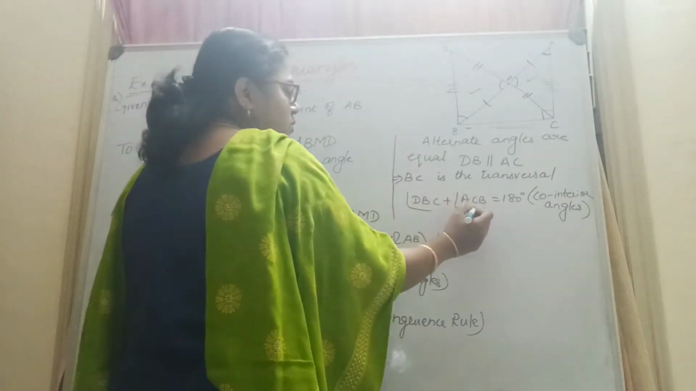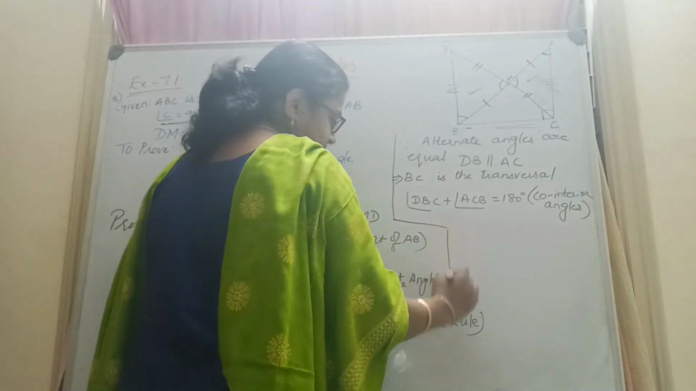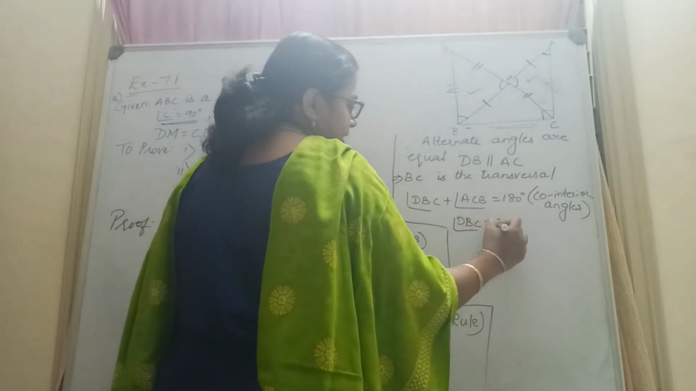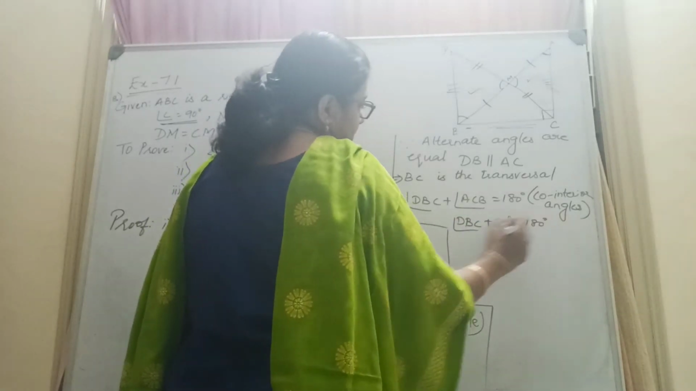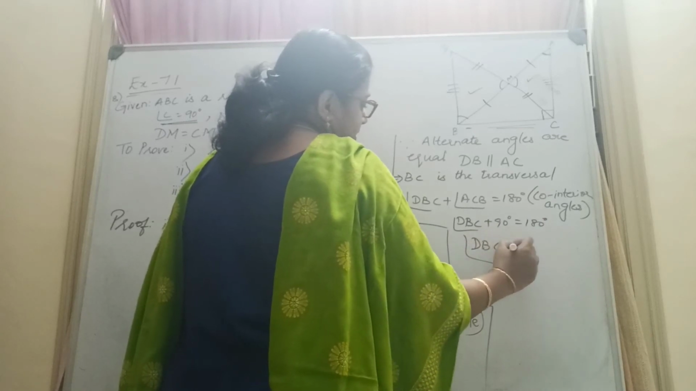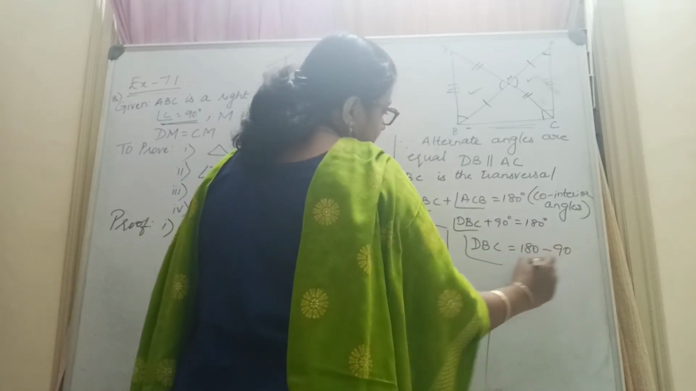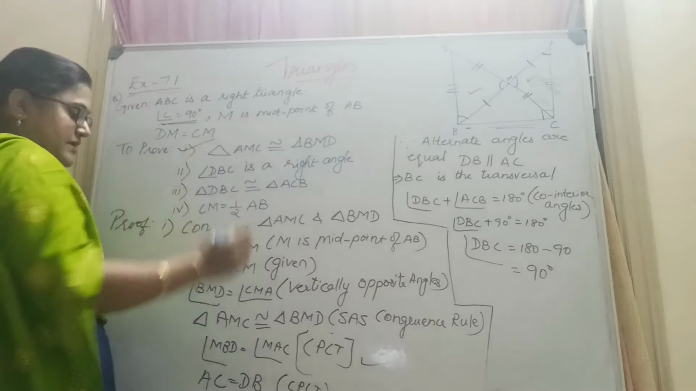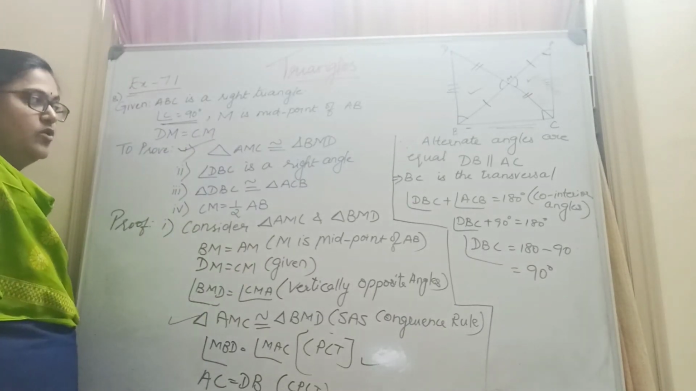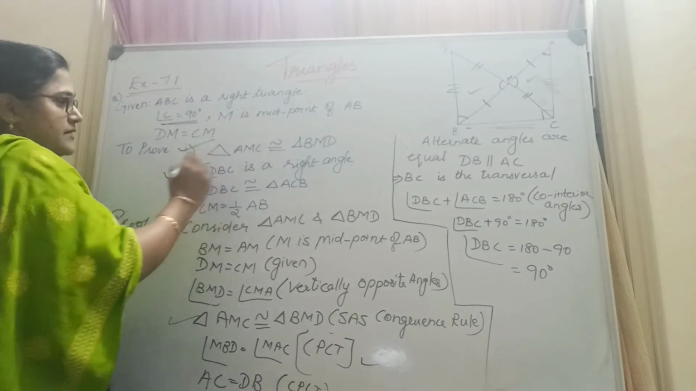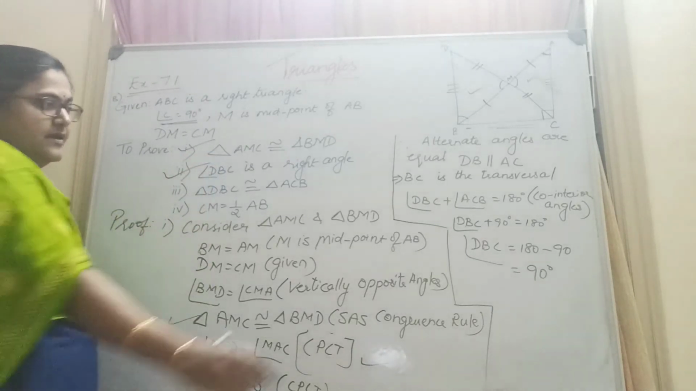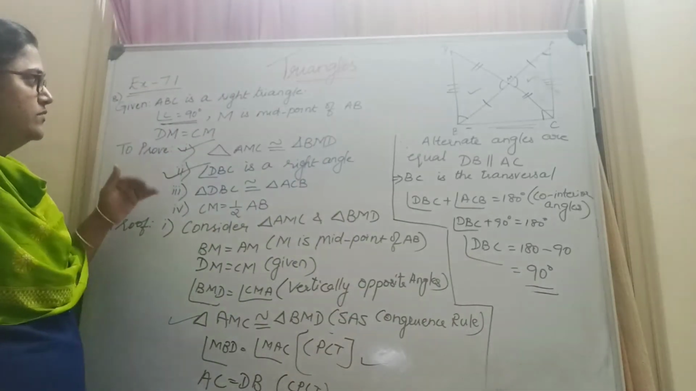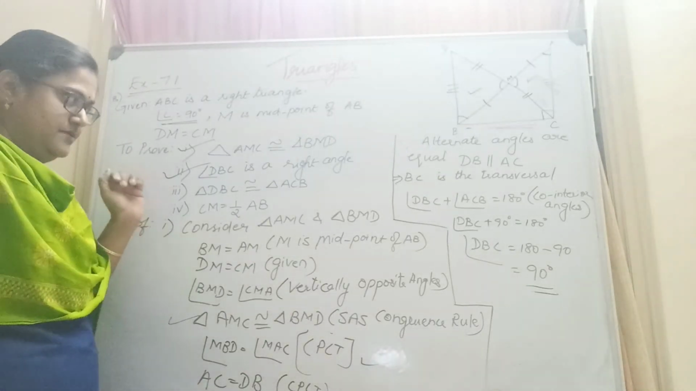Now in this we know what is ACB. ACB is 90 degree. So DBC plus 90 is equal to 180. So angle DBC is equal to 180 minus 90, that is 90 degree. So we have proved the first part, that is triangle AMC is congruent to triangle BMD. We have proved that angle DBC is a right angle, that is it is 90 degree. Okay. Now I need some more space here, so I am going to remove this given and to prove part.